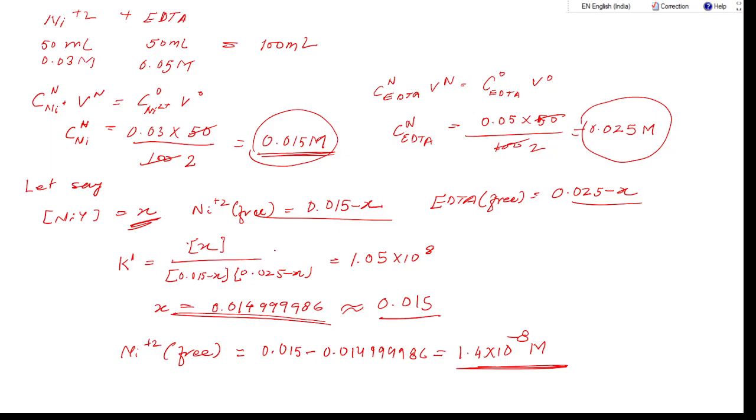Put the new values here, calculate the value of x, and once you calculate x, whether they are asking for free nickel ion, or they can also ask for the free EDTA concentration, you can calculate that value by subtracting x from either one of the equations. So that's how you need to solve this conditional constant problem.